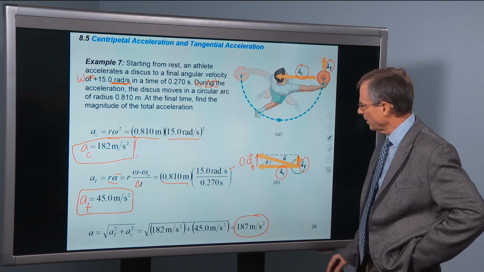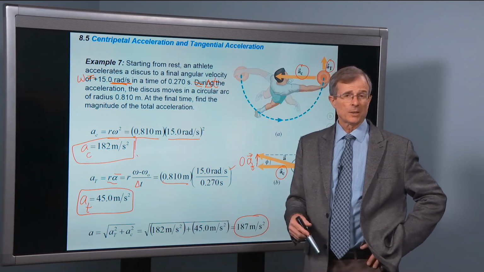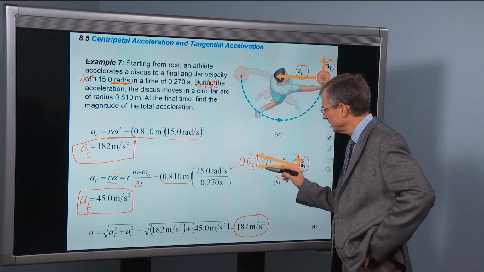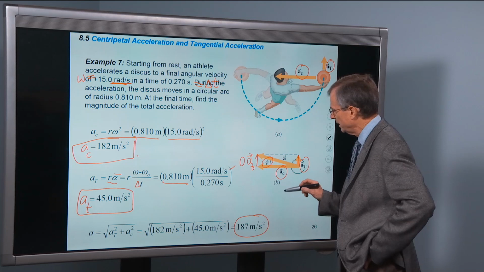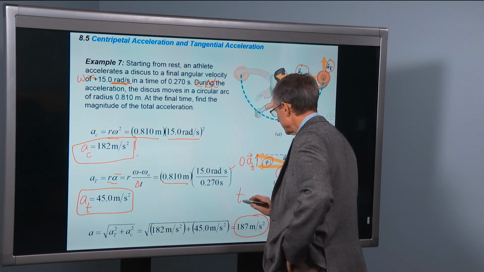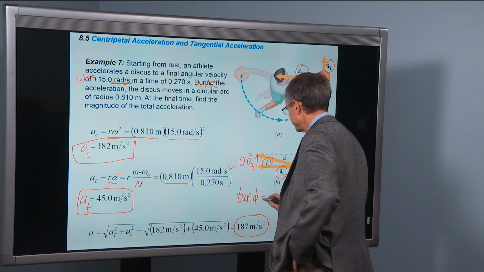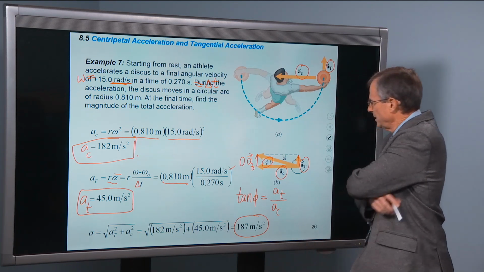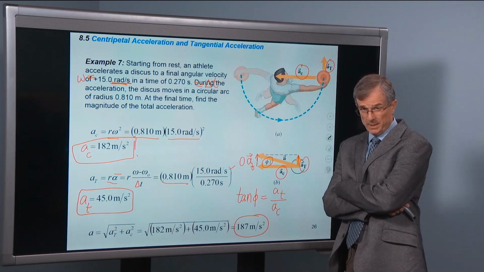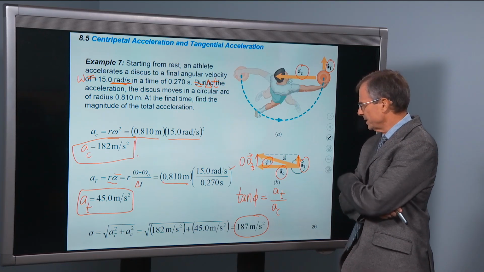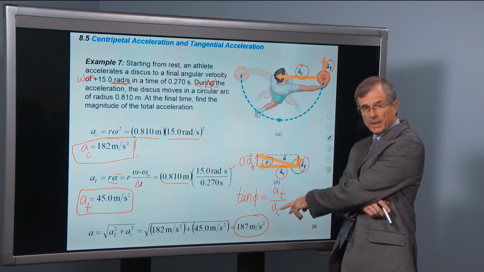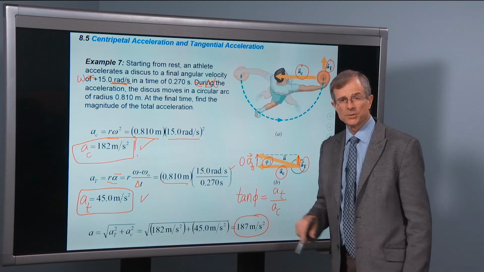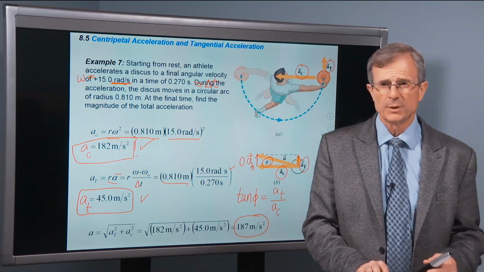Now, what if we wanted to know the actual direction that that acceleration was in? That's also possible, and you use the same triangle. This angle phi here, we can say that the tangent of phi is AT over AC. The opposite side divided by the adjacent side. And then take the inverse tangent. We could plug the numbers in here for AT and AC. We calculated them right here. Plug those numbers in, take the inverse tangent to find the angle. I think there's a problem or two that asks that.